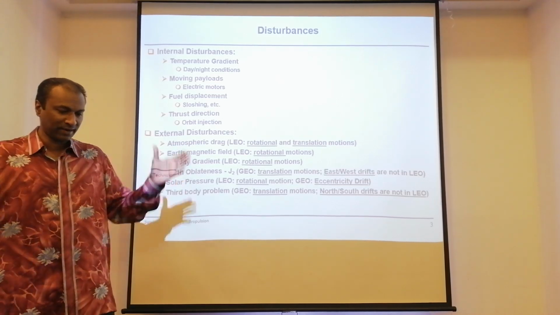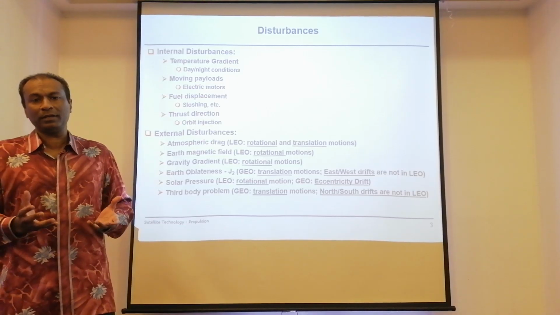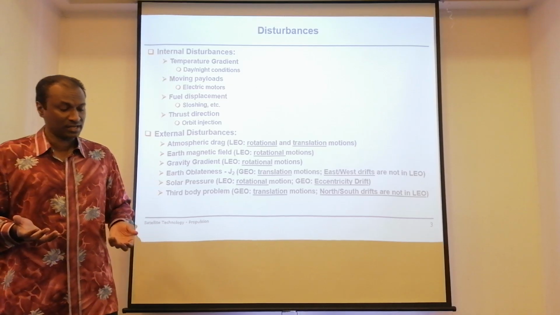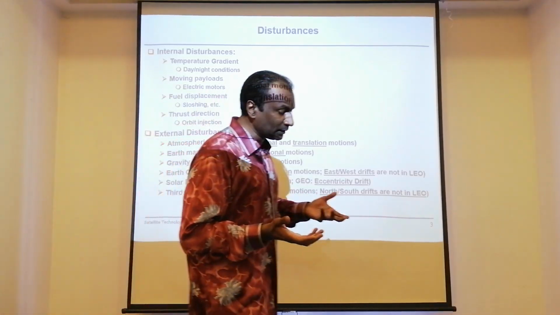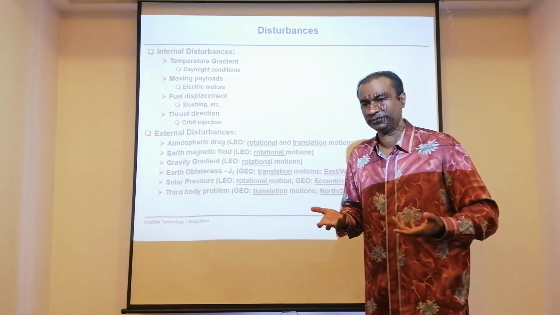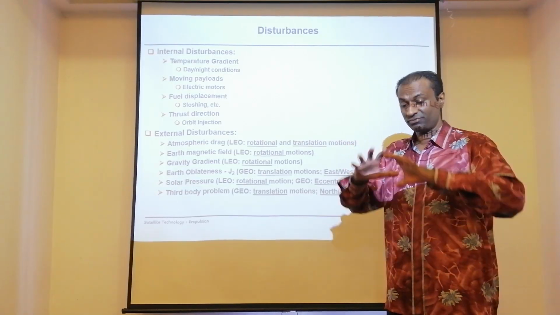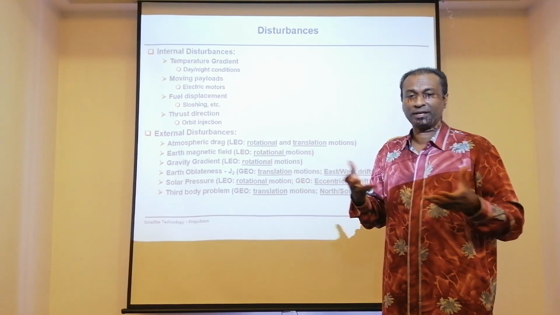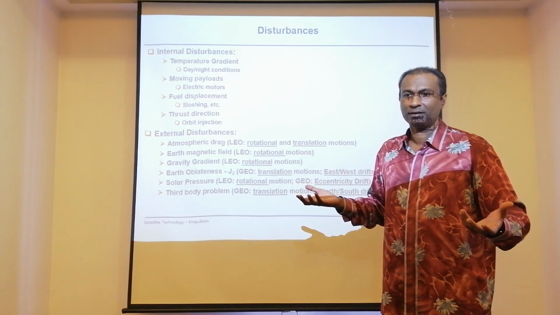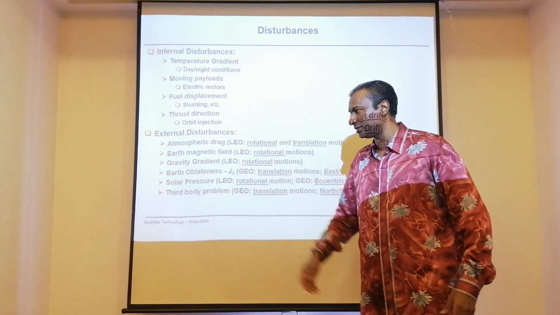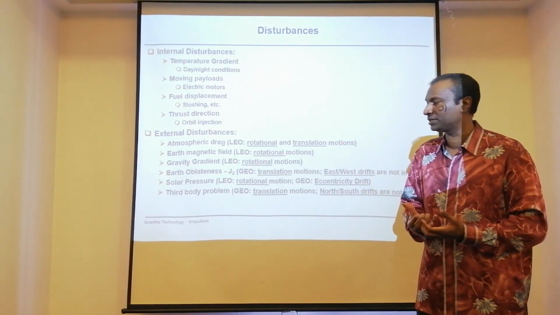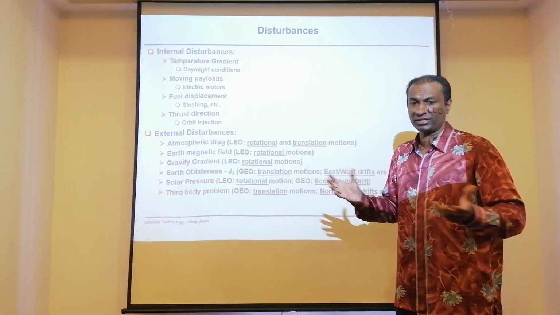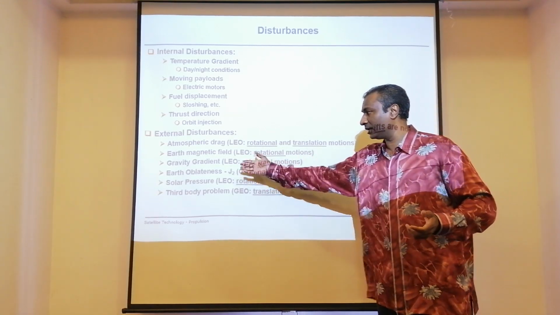Earth's magnetic field: a satellite is full of electronic systems. There is electrical, we have learned that also. In a power system, we have cables running, and the cables are also governed by the Earth's magnetic field. You put a cable with electricity, then you would definitely have a reaction. So the Earth's magnetic field is also going to disturb us. In LEO, it is going to cause a rotational motion. You will see that. Gravity gradient.